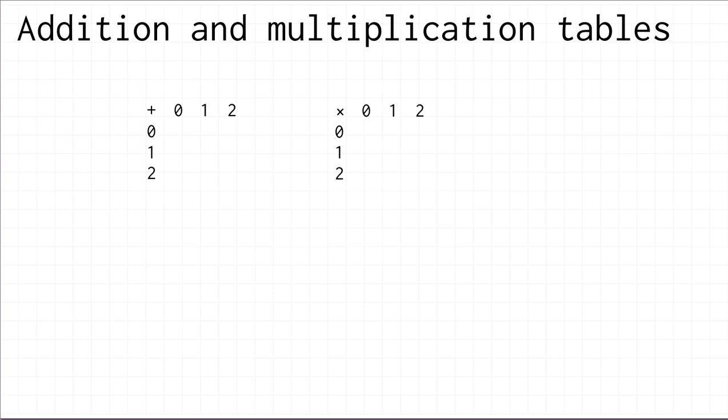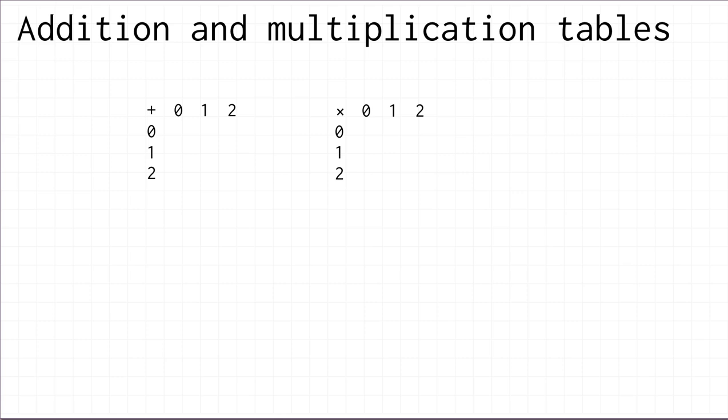We're going to look at addition and multiplication tables. So you can summarize the whole of the arithmetic in a finite field by drawing up a table for each operation. And because there are only finitely many elements in these finite fields, we can draw up the complete table, which tells you all of the additions and multiplications.